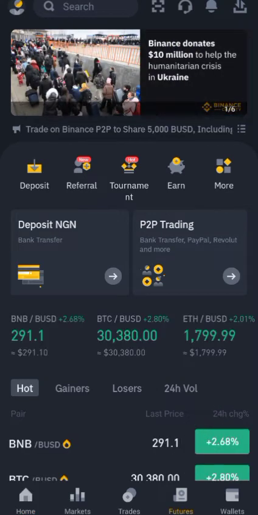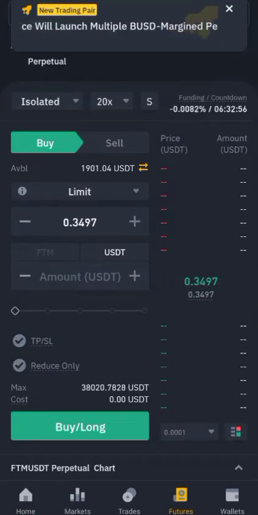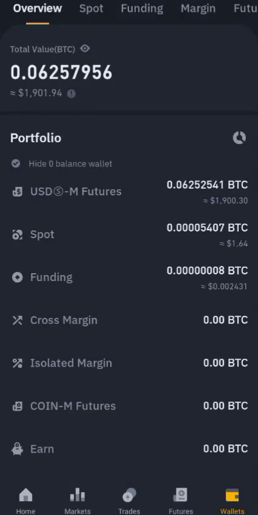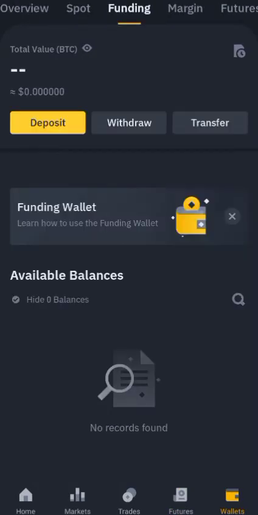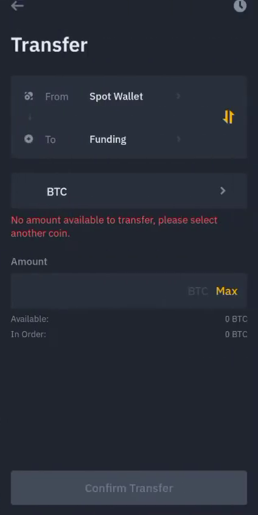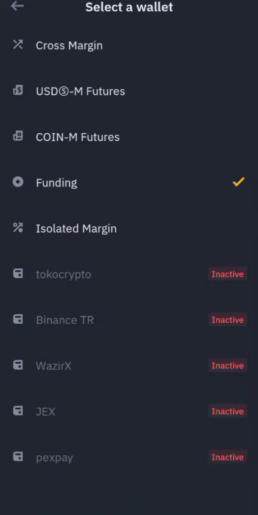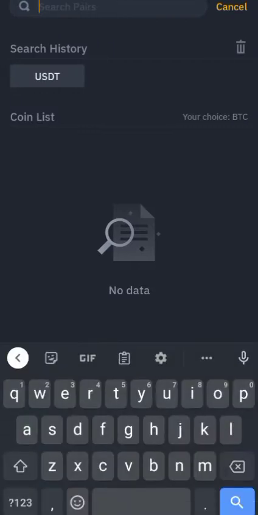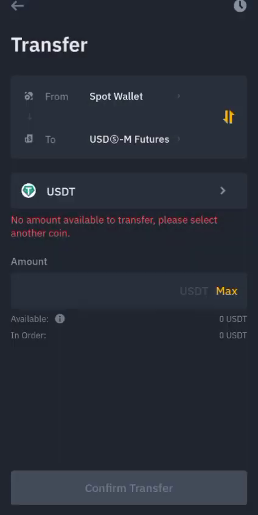So you go straight to your features, and all you need to do is transfer money straight to your futures wallet. Go to your wallet. You would have moved money to your Binance, and then you go to funding, or rather spot, depending, and you do transfer. You transfer from your spot to USD futures, and then you change the coin to USDT, and you do the transfer.